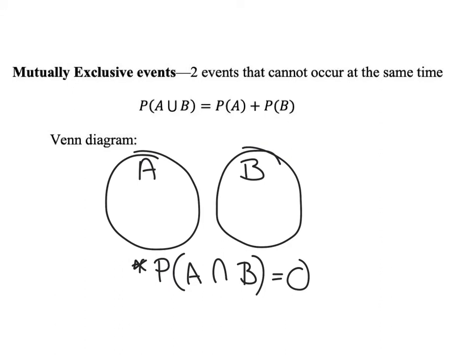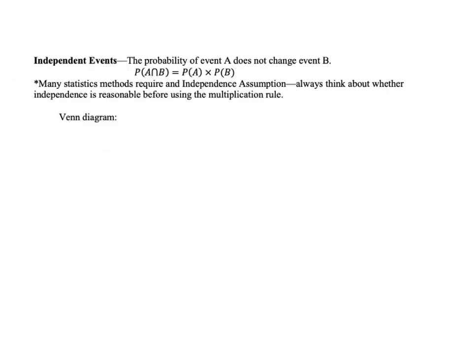Decks of cards are easy to understand mutually exclusive events. So if I asked you what's the probability of drawing a red or a black card, well, a card can't be both red and black, so the probability of it being both would be 0. Now, something that's not mutually exclusive would be, what if I said, what's the probability of getting a red or a queen of hearts? Okay, so this is not mutually exclusive because there is overlap. A queen of hearts is a red card.